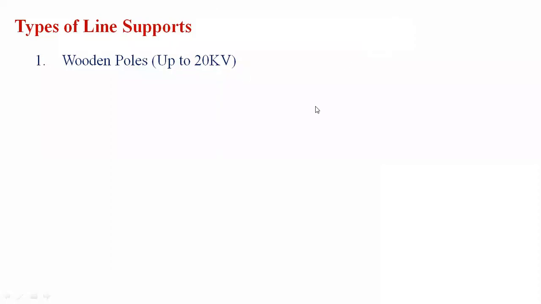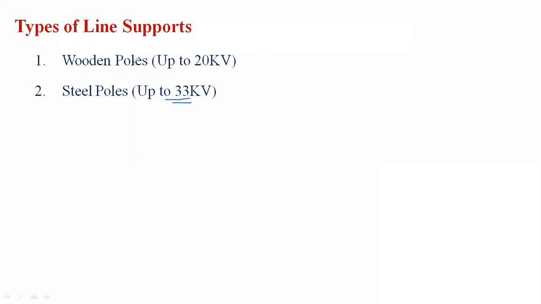The next one is the steel pole. The steel pole we can use up to 33 kV, for both transmission as well as distribution purposes. What are the drawbacks in the wooden pole that are overcome by using the steel pole? Here, what are the drawbacks?